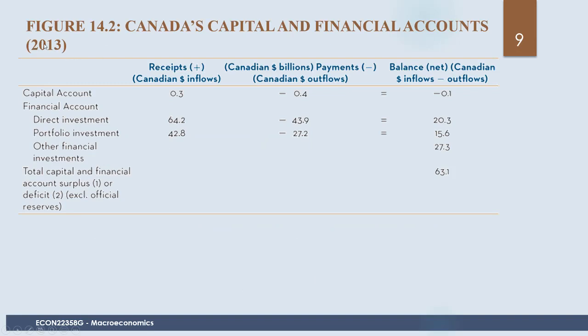And if we look again at Canada in 2013, here is our capital and financial account. So the capital account here, we had a deficit of negative 0.1. In the financial account, we look at our direct and portfolio investment. Here we actually had a surplus. And you can roughly think, okay, in our current account that we just looked at previously, especially when you're thinking of the trade portion, we bought more from the rest of the world than they bought from us.